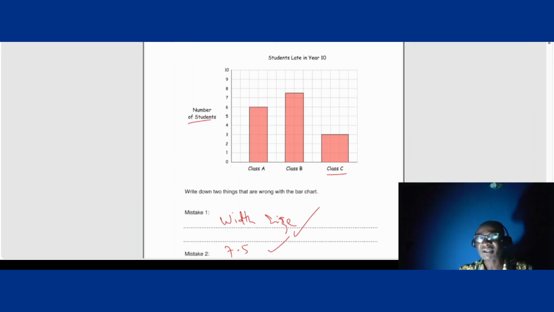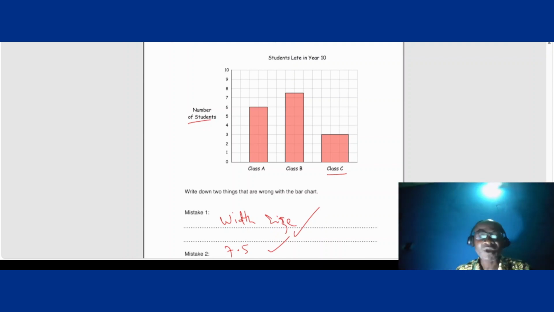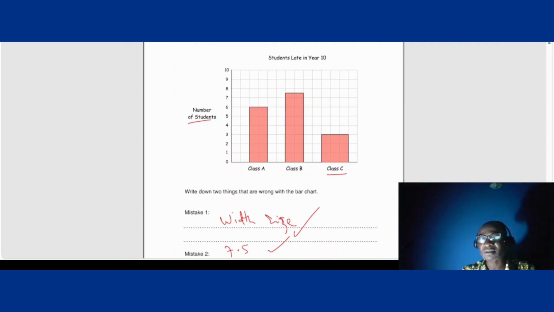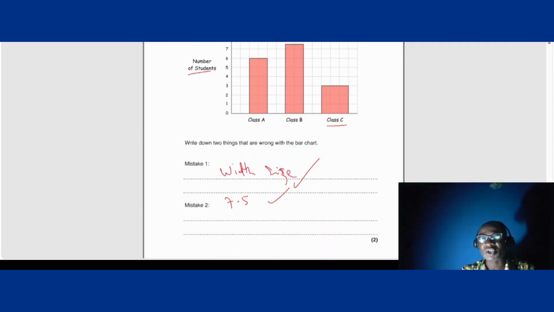How many marks? This one is allocated 2 marks, that is 1 mark each. Likewise, number 7 is one mark as well. Okay.